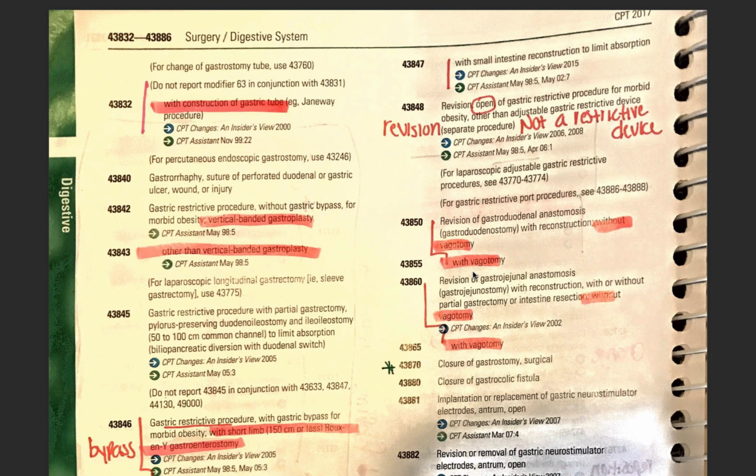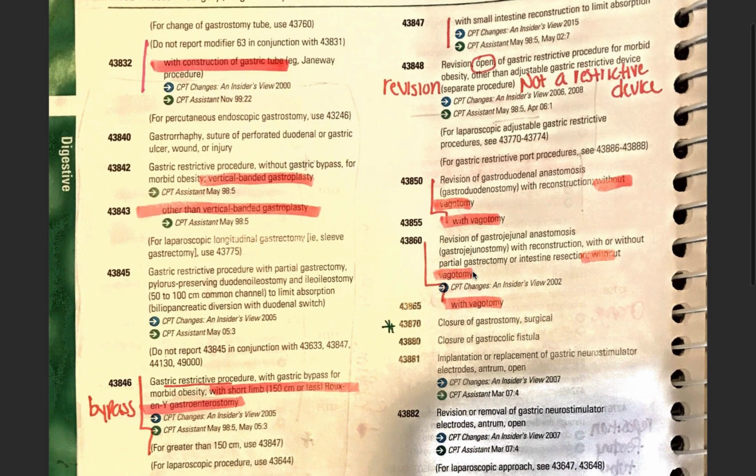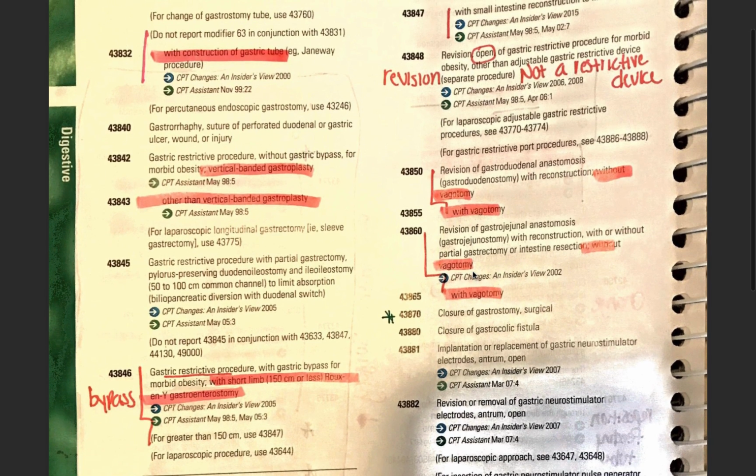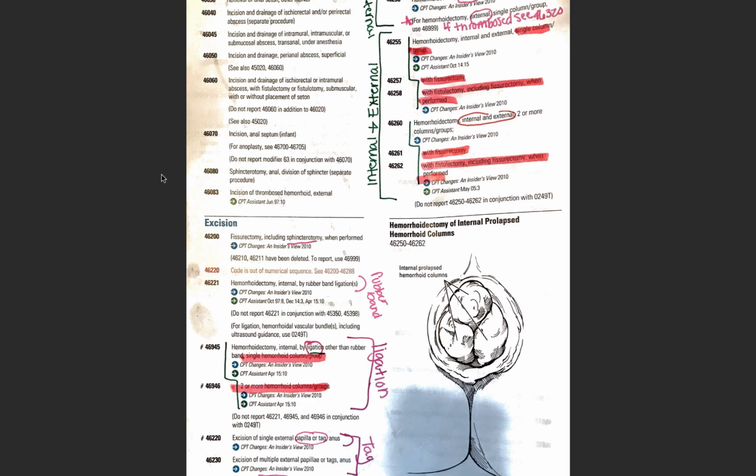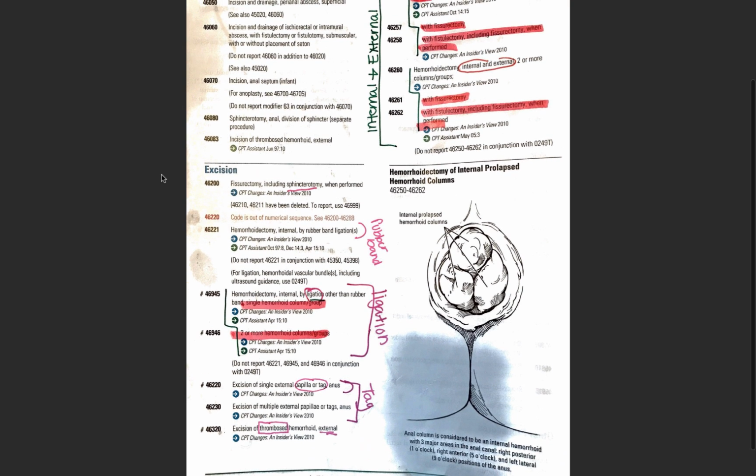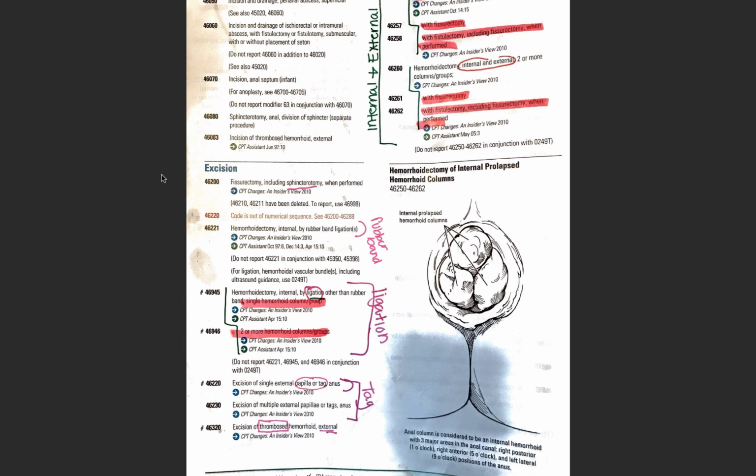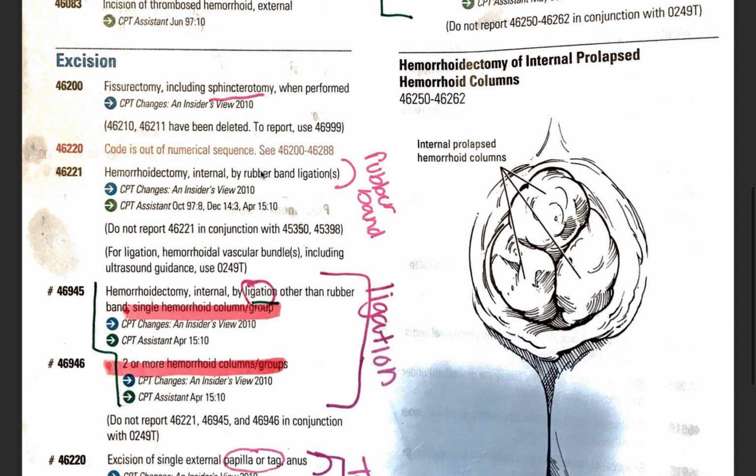Now, if the bariatric surgery was done open, not through a laparoscopy, it would be coded with the codes on this page. Now turn to the anus section and go to excision. Some common procedures here are hemorrhoidectomies. Hemorrhoidectomies are coded based on if it's internal or external excision and how many groups or columns there are. In the diagram on this page, you can see that is a column. It's a group of hemorrhoids.